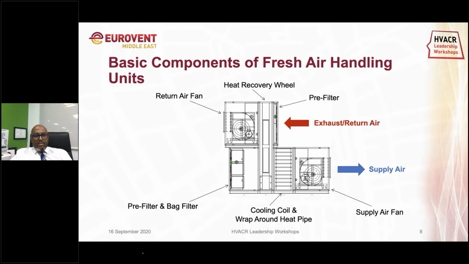So let's go into the basic components of fresh air handling units. It starts from the inlet side. You have a pre-filter and a back filter that goes into the bottom, as you can see here. There's also a cooling coil wrapped with heat pipes. Obviously, you have the fan, that's the supply. In between those elements you have a heat recovery wheel, and we'll talk about it later in detail. There's a pre-filter for the exhaust coming from the building, and then you have a return air fan at the top.